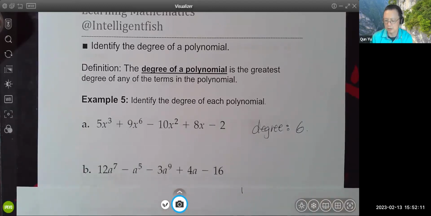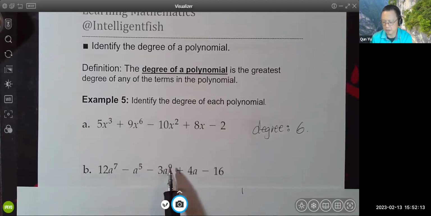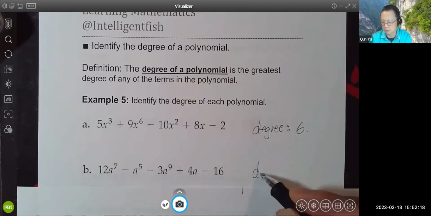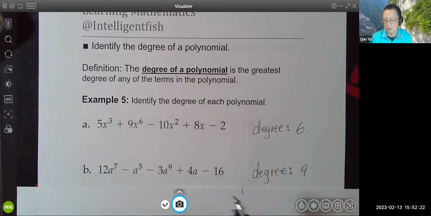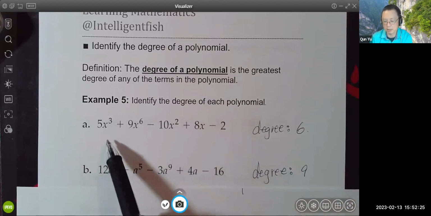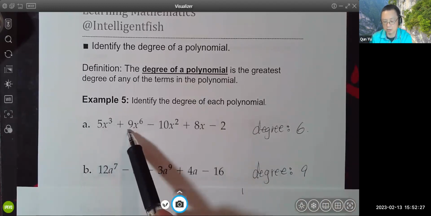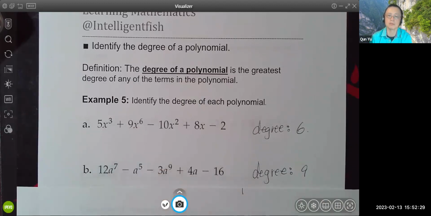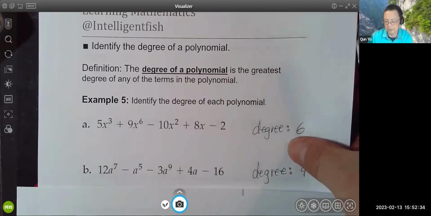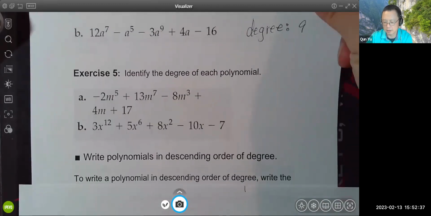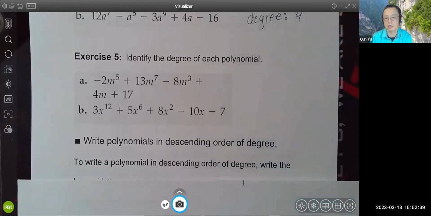Now the next one. This one is 7, this is 5, this is 9. This one is 0, 9 is highest. So this is a degree 9 polynomial. And when we say degree, it's not the number in front of these terms, which are called coefficients. It's about the sum of exponents on each term. Okay. Now your exercise questions as usual. Enough exercise is essential, is necessary in learning mathematics.